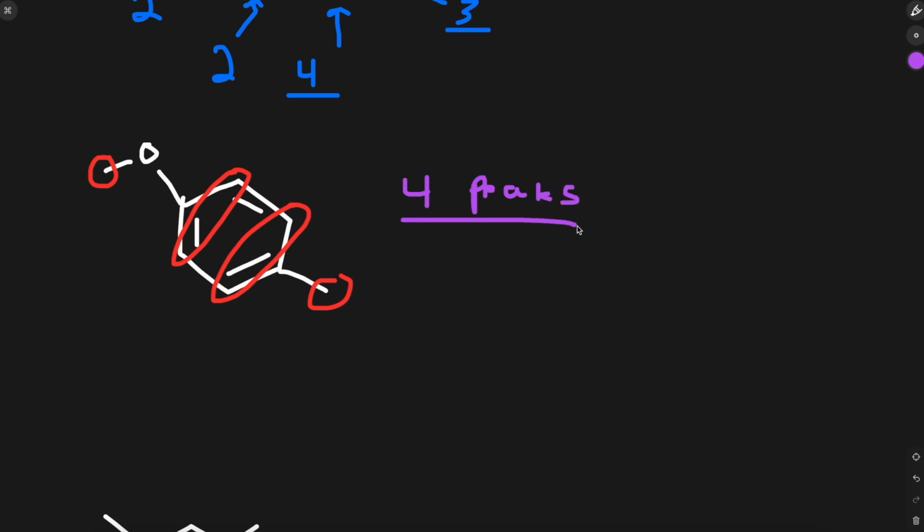Oh, that handwriting is terrible. Okay, well, let's get into the multiplicity now. This guy here has no neighbors. He's a lonely little guy, so he's just going to be a singlet.